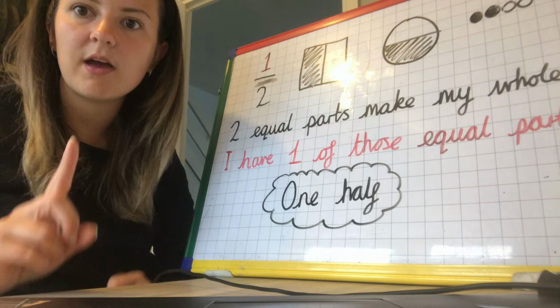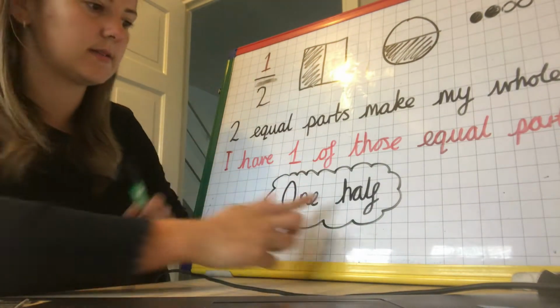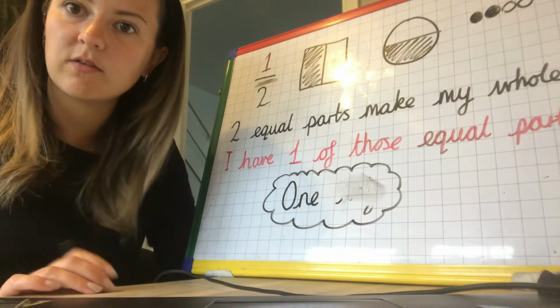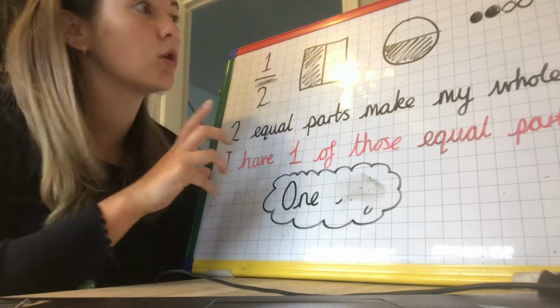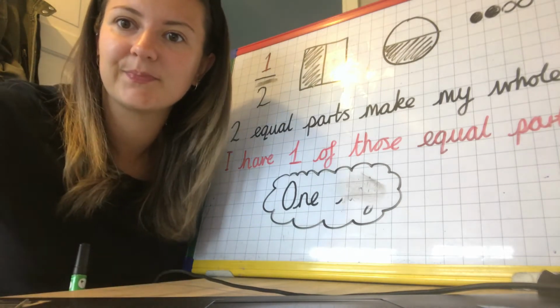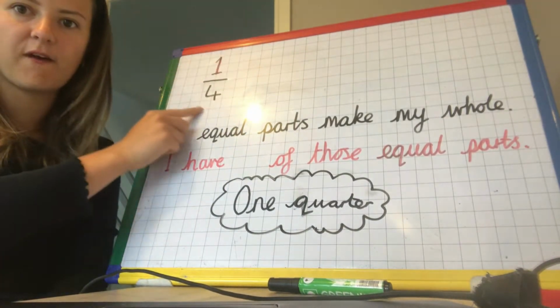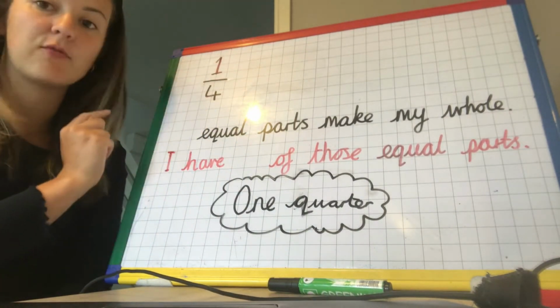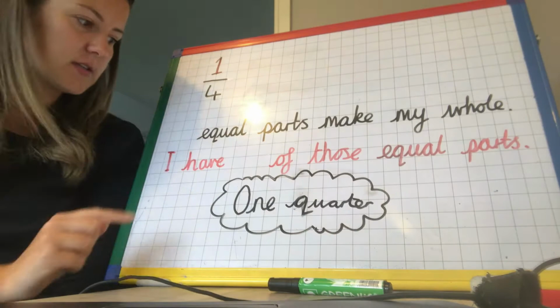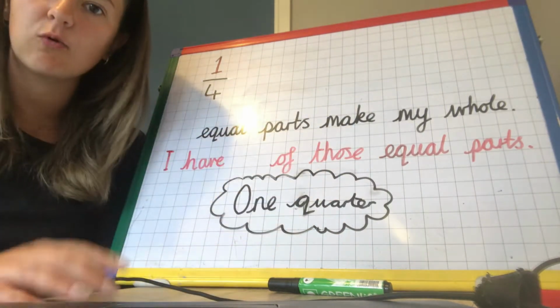Okay, so we are going to slightly change it today, and we are going to be doing quarters. I'm going to go through quarters with you, and then I'm going to give you some very similar activities to yesterday. Okay, so we are going to move on to quarters. We are going to read this fraction together, remembering to start on the denominator. So I've got equal parts make my whole. I have of those equal parts.